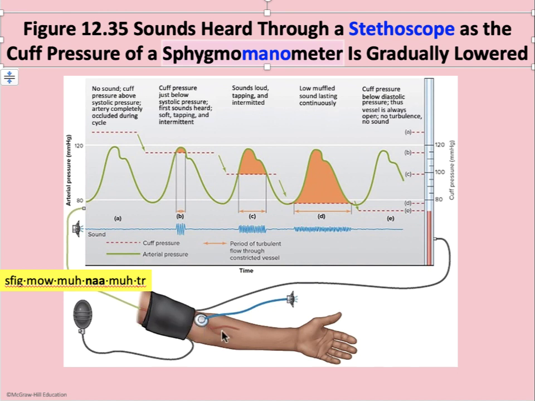Then the sounds will get louder and start producing various sounds until you reach a point where the pressure has dropped so much that blood flow in the vessels becomes laminar again once it hits the lower value for blood pressure, the diastolic. And at that point, no further sounds will be made because blood flow is silent.